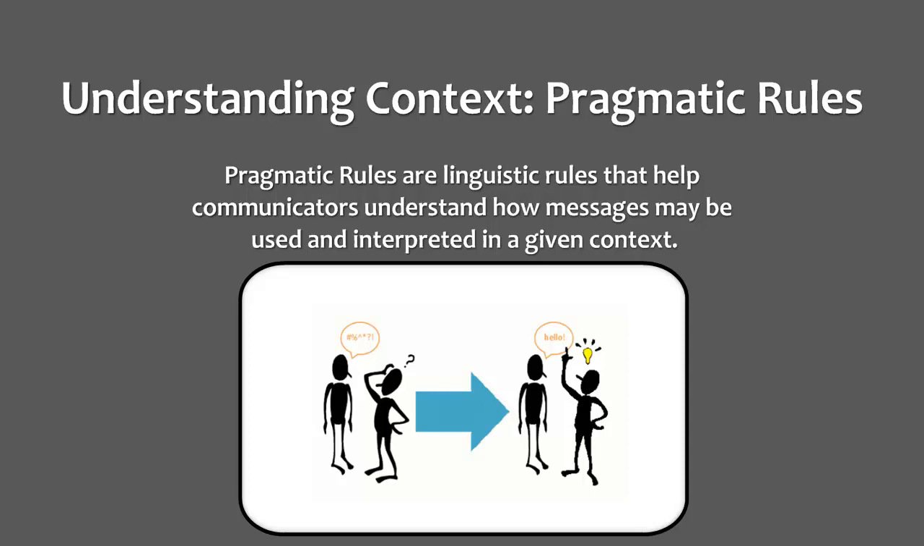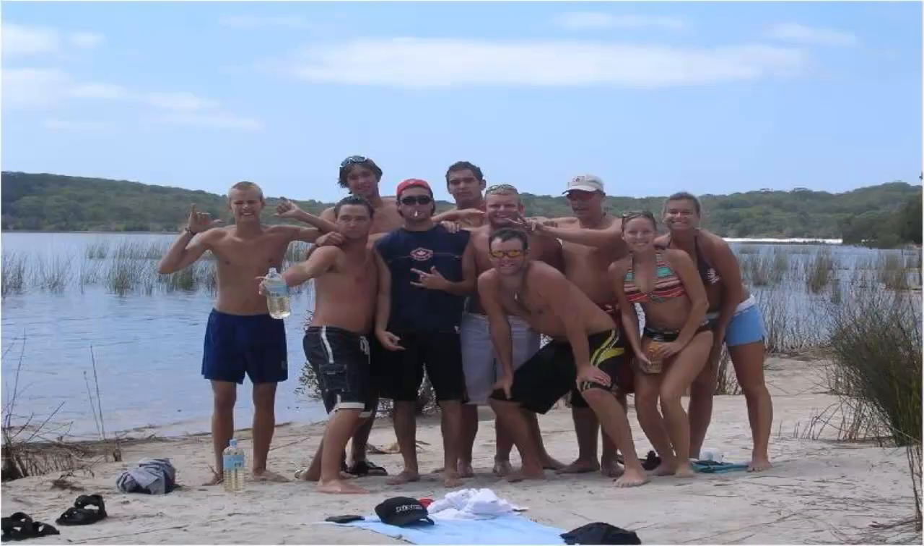Pragmatic rules are linguistic rules that help communicators understand how messages may be used and interpreted in a given context. They are almost always unstated, but everyone involved in the conversation must use the same set of rules in order for the conversation to make sense. Some pragmatic rules are shared by most people in a culture.